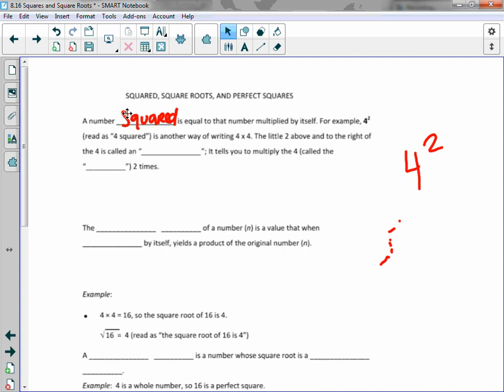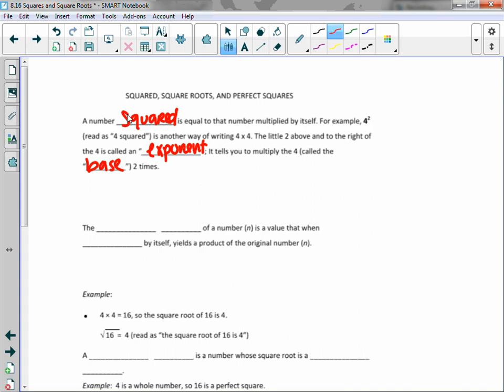So the 2, what's that called? Oh, there it is, exponent. It tells you to multiply the 4, called the base, 2 times. So if I had 4 to the power of 4, how many times am I multiplying 4 by itself? 4 times. Good. So the base number is the one that gets multiplied. The exponent tells you how many times.